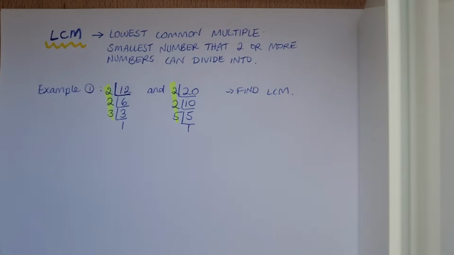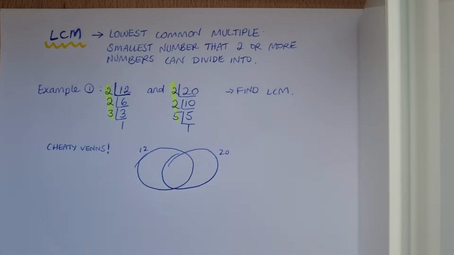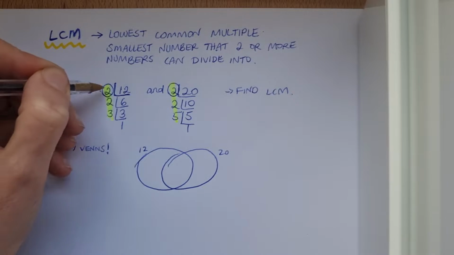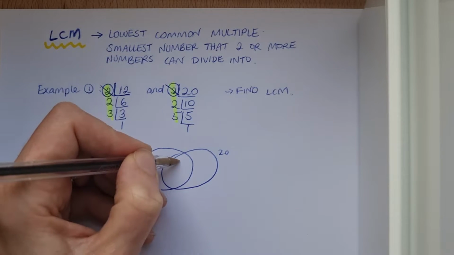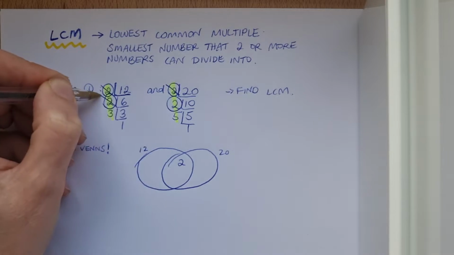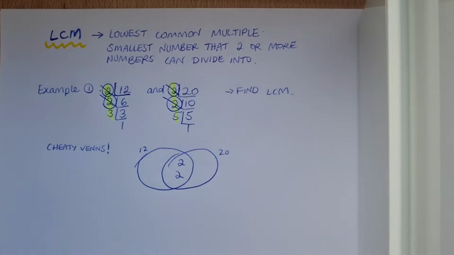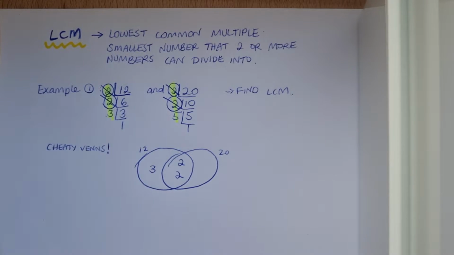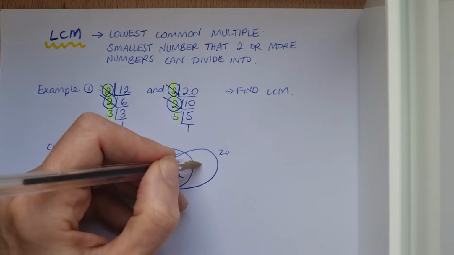Now it's time for the cheaty Venns, just the same way that we use them in HCF. I'm saying cheaty Venns because I'm allowing myself to repeat stuff inside these Venn diagrams. Okay, so let's have a look. I have got a match there. There's a 2, right? Pop that off and in it goes to the intersection. There's a match there, 2 and 2 again, knock it off, into the intersection. There's a 3 here with no match, that'll go over here. There's a 5 here with no match, that'll go over there.